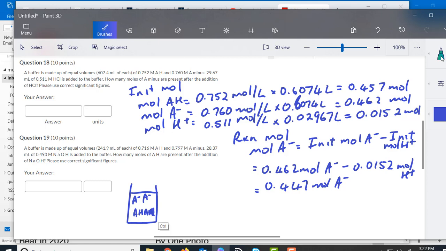Or in the speaker. Let me get rid of that. Let's try that again. There we go. That's better.